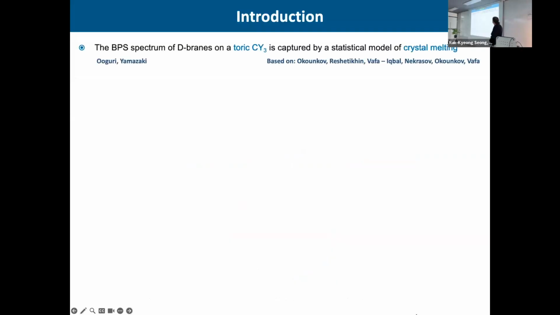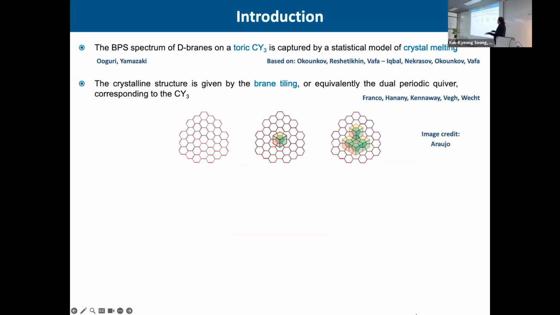This is an introduction. So, this is the workshop on BPS and crystal melting and things like that. The BPS spectrum of D-branes on Toric Calabi-Yau 3-folds is captured by a statistical model of crystal melting that was introduced by Ooguri and Yamazaki in a very nice paper long ago. And the crystalline structure that underlies that model is that of the brane tiling for the underlying geometry, or equivalently the dual periodic quiver.